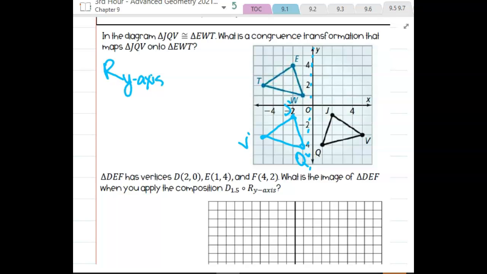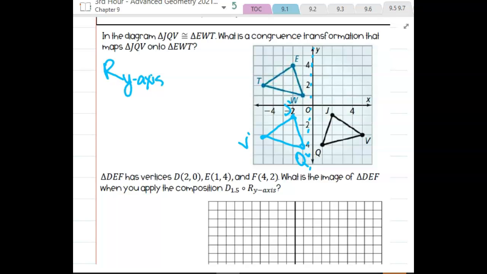Now, reflecting it, remember, I need this figure to be lined up exactly with that figure, and right now it's just below it. It's oriented correctly, right? We have J, Q, V, E, W, T. See how the letters are in the correct order? I just need to move it. So if you were to describe how I would need to move this, what do you need to do? Go ahead. Transformation of 0, 5. Okay, so we need to move it up 5, right?